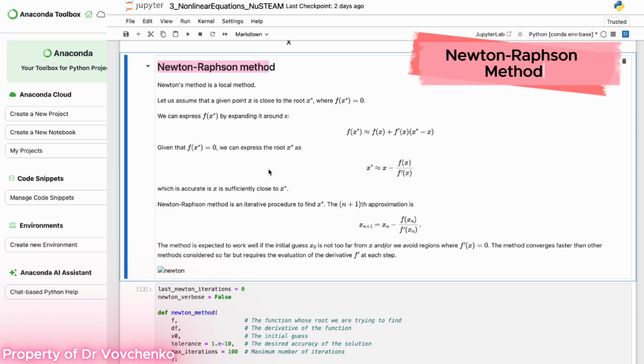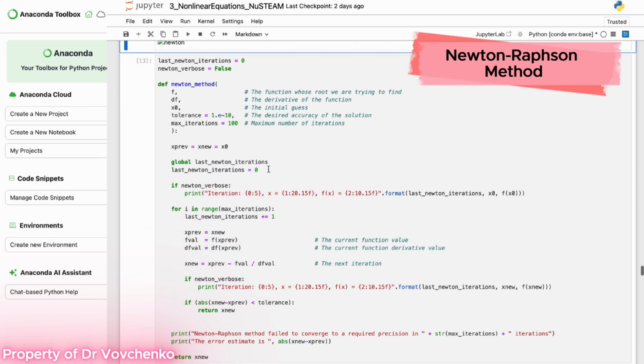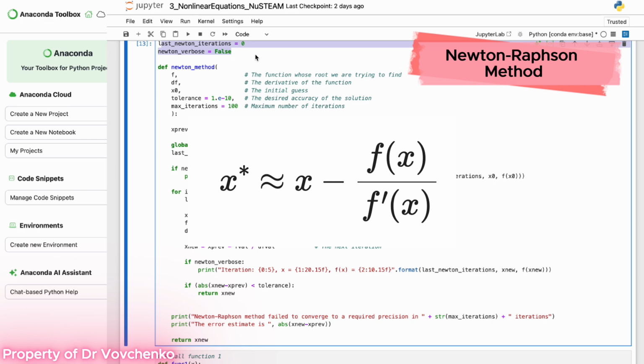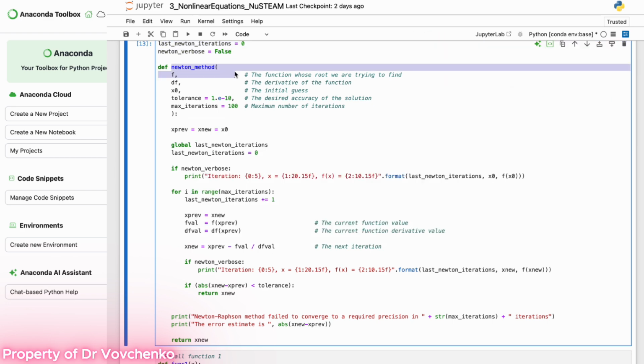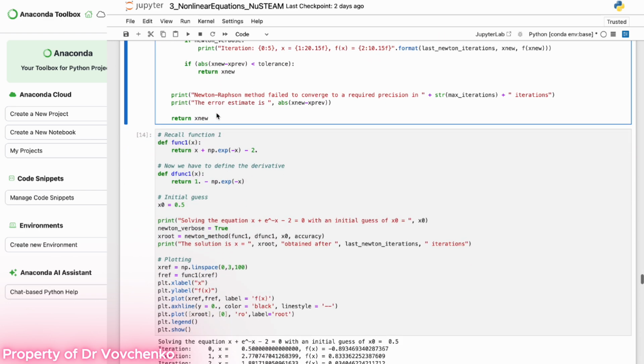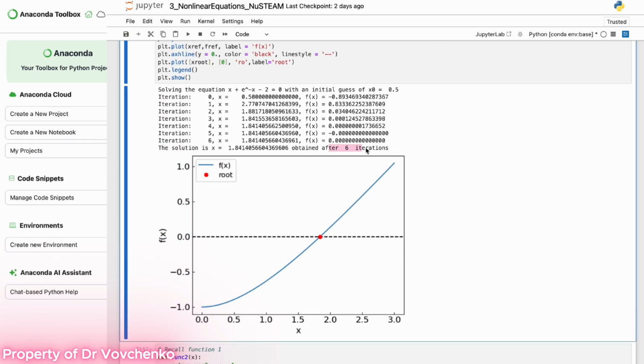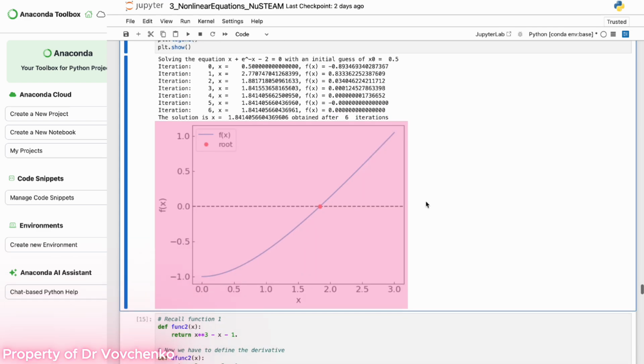Finally, we have the Newton-Raphson method that starts with an initial guess, using the Newton-Raphson update formula to compute the next estimate. This uses the derivative, and when it's close to 0, it starts to fail. For this method, it took 6 iterations of the program to work.